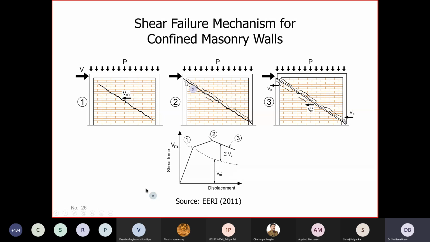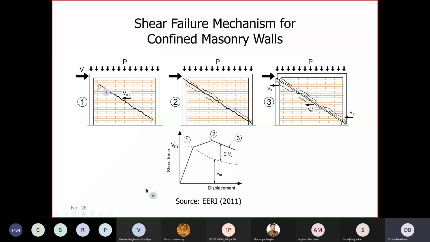And at the point when cracking extends into tie columns, that is a point where a confined masonry wall has achieved the maximum strength. And after that, it goes downwards to the failure. And failure is denoted as this point 3, which does not mean collapse, but it means a failure of the structure in engineering terms. So what I would like to emphasize here is the difference between these points 1 and 2.